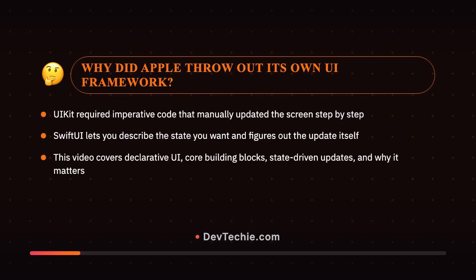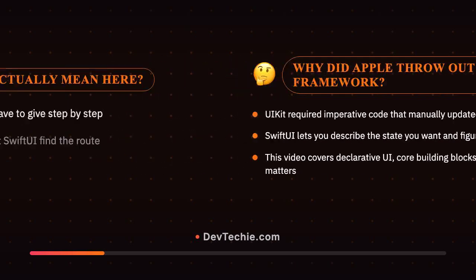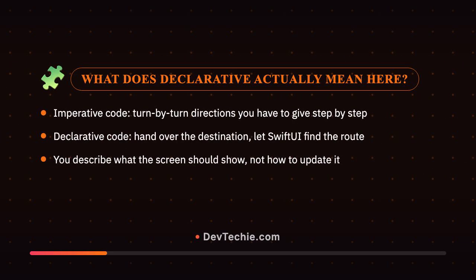SwiftUI flips that entirely. Instead of describing the steps to reach a state, you describe the state itself, and SwiftUI figures out how to get the screen there. In this video we'll cover what declarative UI actually means, the core building blocks every SwiftUI view is made from, how state drives your interface instead of manual updates, and why this shift matters even if you've never opened Xcode before. So what does declarative really mean in practice?